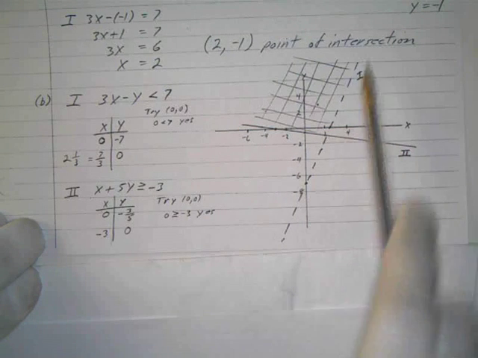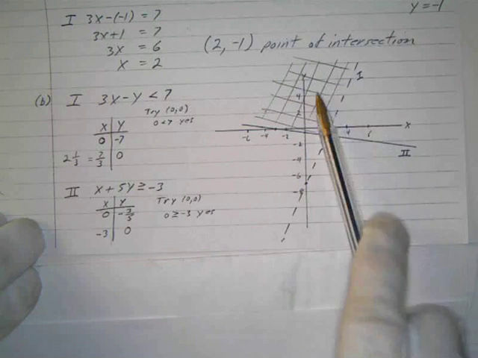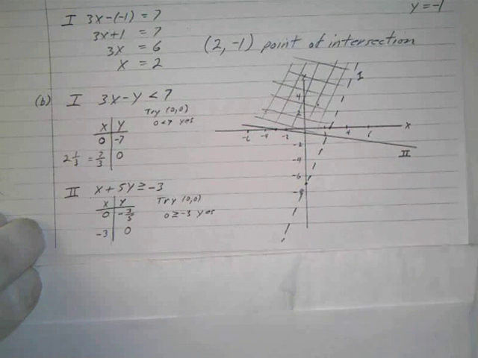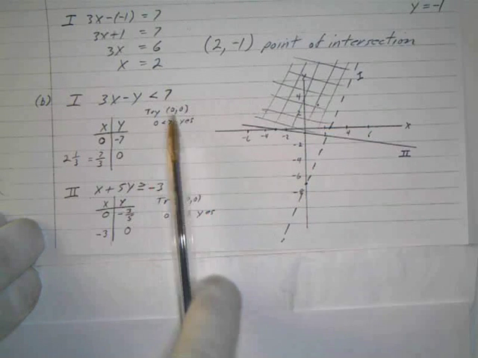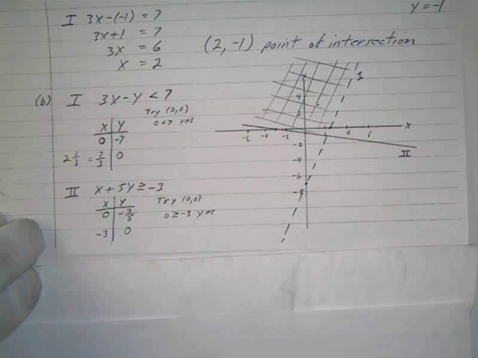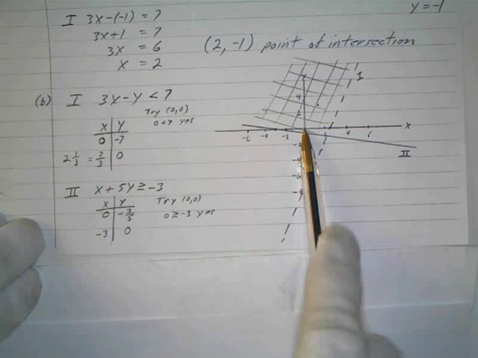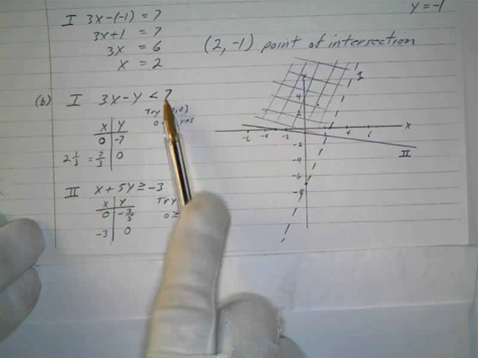Now when these two lines intersect, they divide the plane into 4 regions. So we just have to figure out which region satisfies both of these. What I did was try some checkpoints, and 0, 0 is always the easiest one if it's available, as long as it's not on the line. 0, 0 is available here, so I try 0, 0 and put 0 in here.